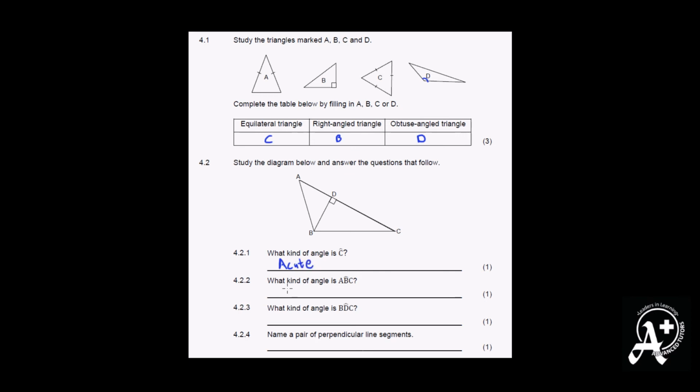Then 4.2.2, what kind of angle is angle B? But take note in which triangle you're working in. So they're telling us in triangle A, B, C, so in this large triangle here, what kind of angle is B? And here we can see that this is an obtuse angle, since it is larger than 90 degrees but smaller than 180 degrees. Right, then what kind of angle is angle D within the triangle BDC? And again we can see this little box here indicating it's a right angle.